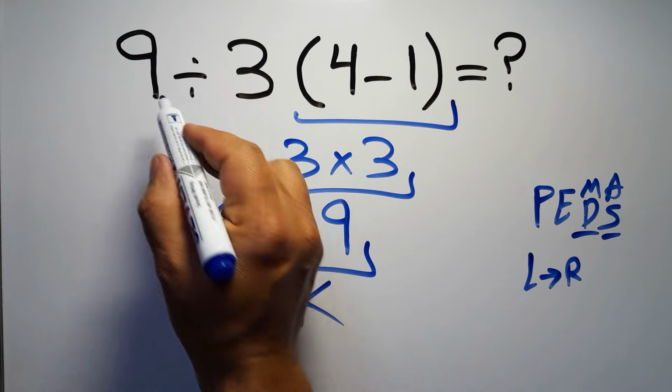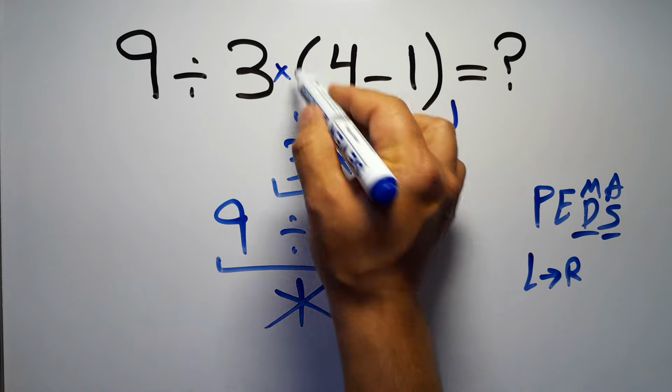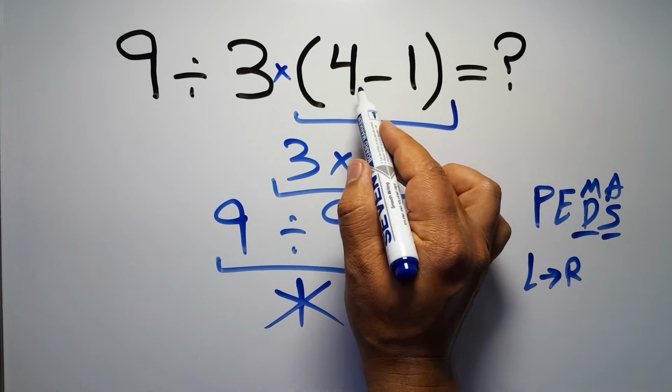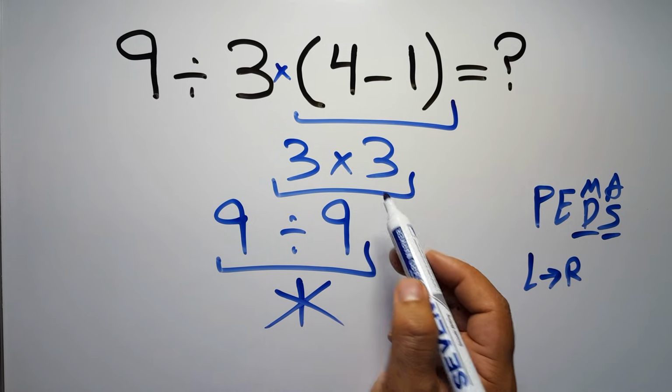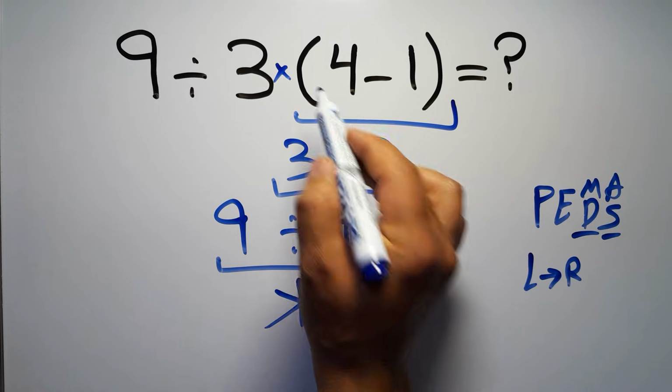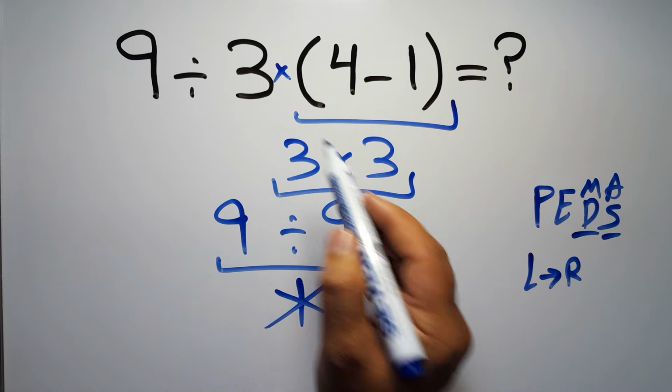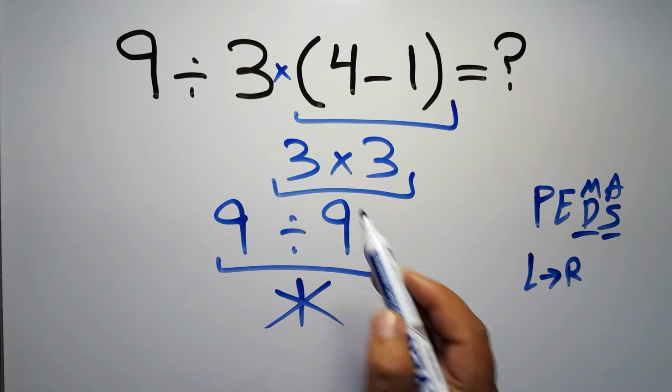In this expression, we have one division, one multiplication, and one parenthesis. Inside this parenthesis, we have one subtraction. Here we have a multiplication because in mathematics when a number is placed next to parentheses it means multiplication, and we usually don't write the multiplication sign for brevity.